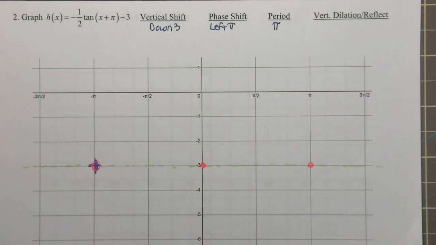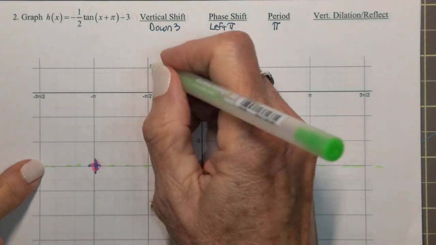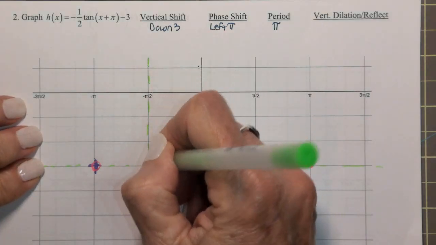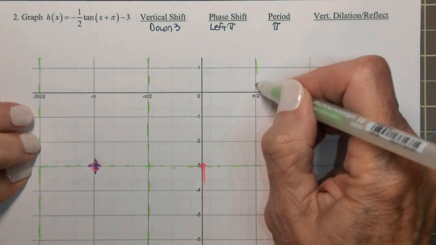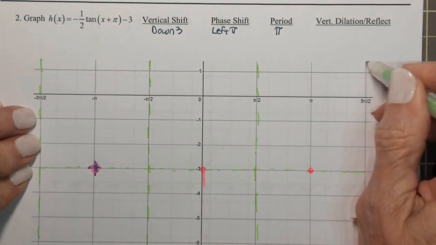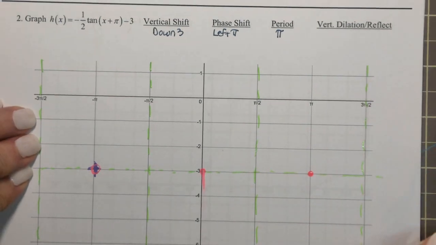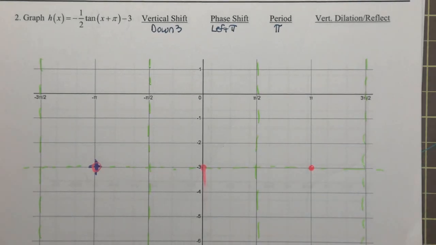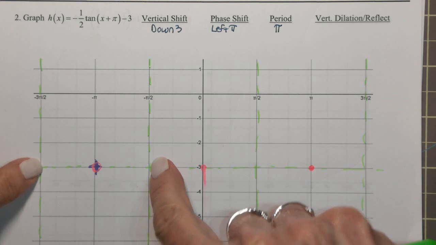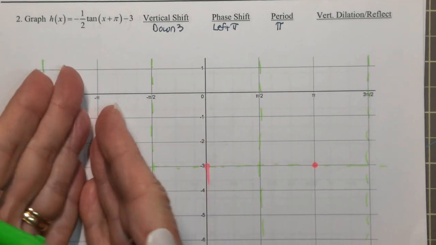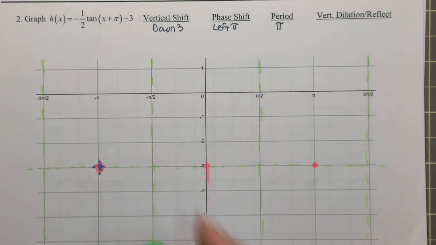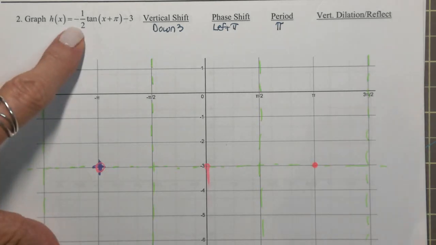In between there, I have asymptotes. Okay, so my first leg here has a period of pi units. The asymptotes are pi over 2 on either side. Yeah? Okay, now I'm going to apply this negative 1/2.